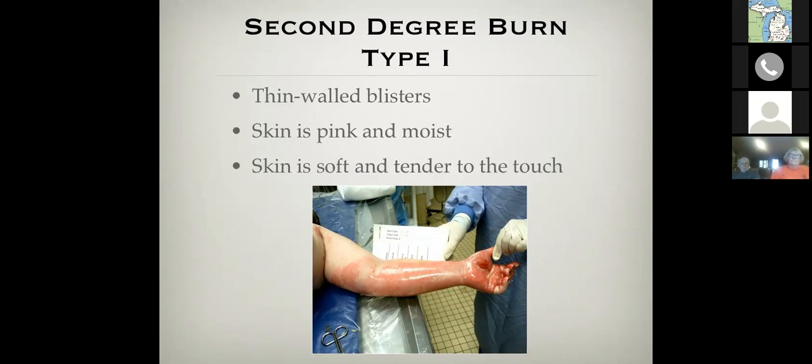And ultimately, because the top epidermis has kind of been sloughed off, that's what's causing that skin to be pink and moist. That's what's causing those blisters. So for those of you that are able to see the picture, we can kind of begin to see some blistering, but it's very difficult to see because they're so thin.